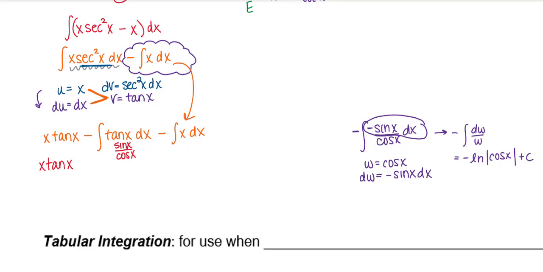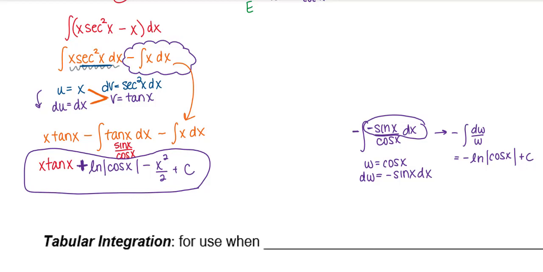So I'm going to transfer that over here. So because it would be a negative, now this is going to turn this term into a positive, right? Negative, negative. And then integrate x. So x squared over 2 by power rule. Don't forget your plus c, and you are done.